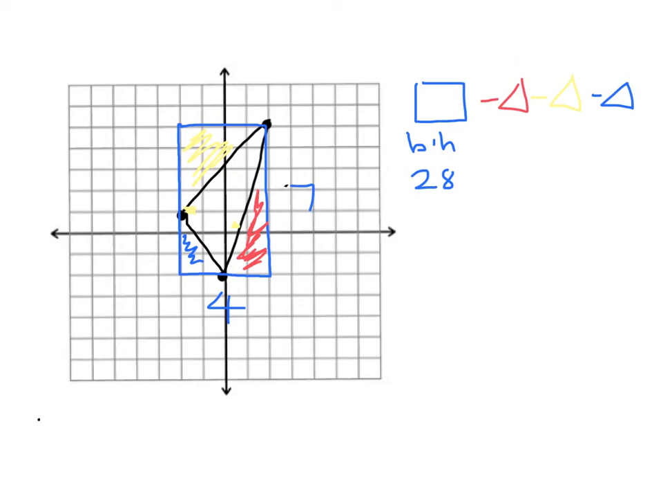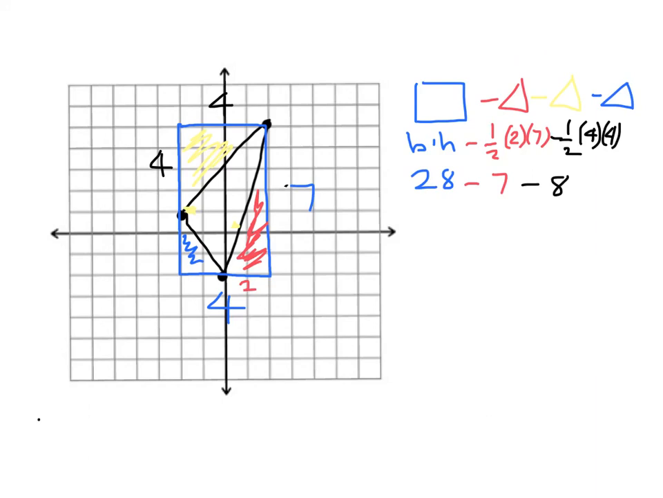So I've got to take away the red triangle, which is half the base times the height. So for the red triangle, it's half of 2 times 7, which would be worth 7. The area of the yellow triangle would be half of the base of the yellow triangle, which could be counted as 4. And the height of the yellow triangle could be counted as 4 as well. So half of 4 times 4 would be half of 16, which is 8. So the yellow triangle is worth 8 spaces.